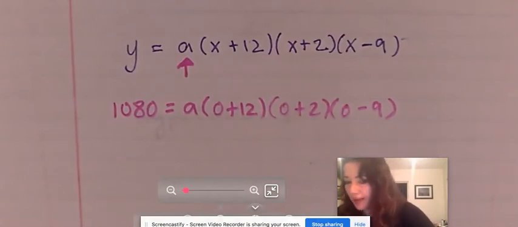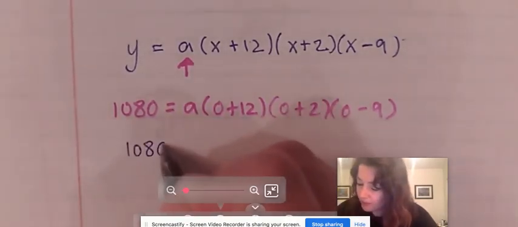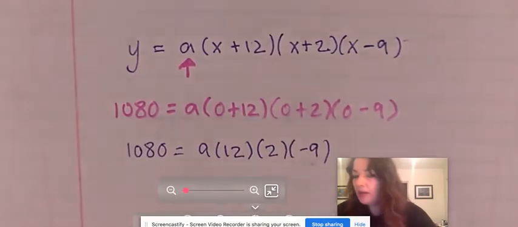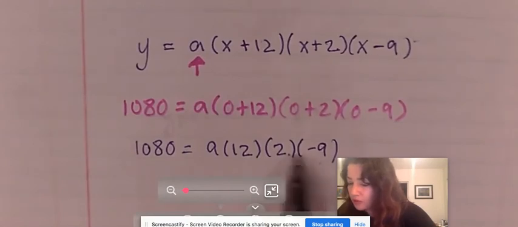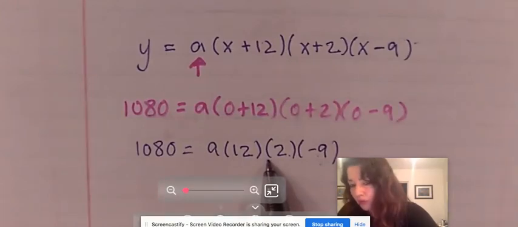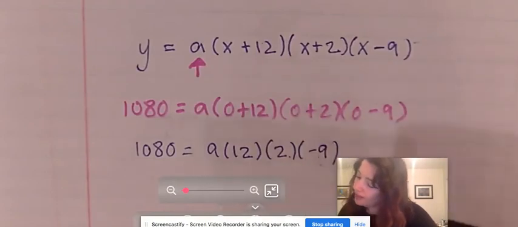Now, once I plug that in, I could simplify it. We know 0 plus any number is just that number. So rewriting this equation, I will have 12 times 2 times negative 9. From here, it is just working out some algebra. It's just an equation that's going to require maybe one step. So multiply 12 times 2 times negative 9. You can use a calculator. 12 times 2 is 24, and 24 times negative 9, let's see here, and we get negative 216.